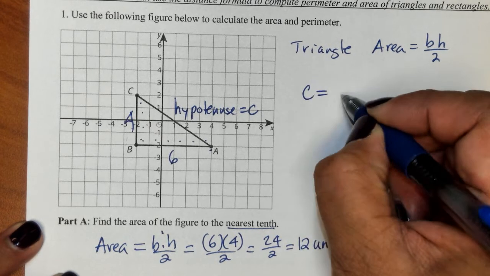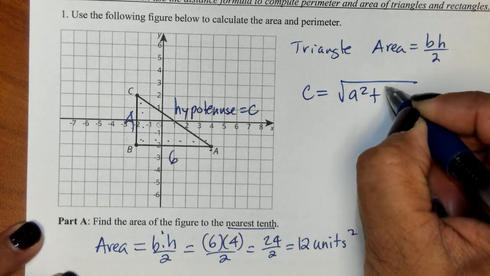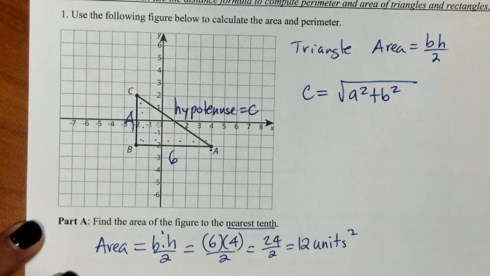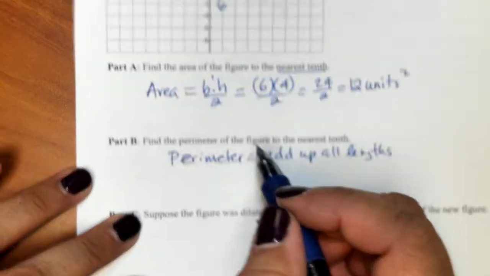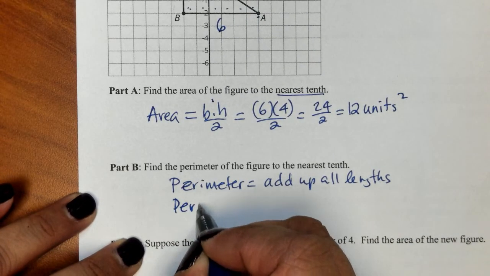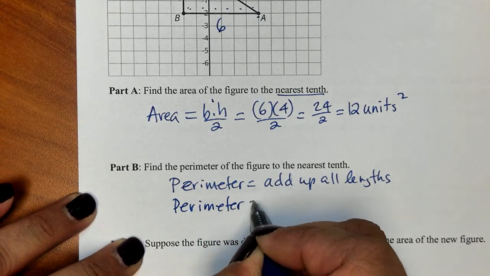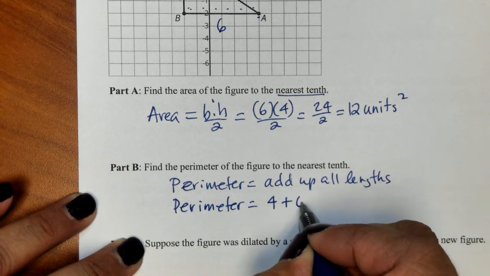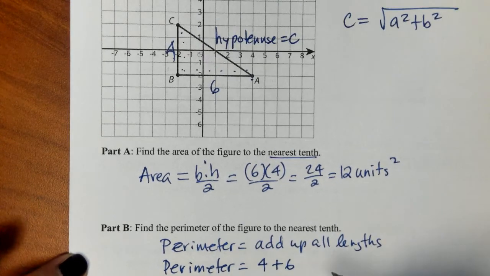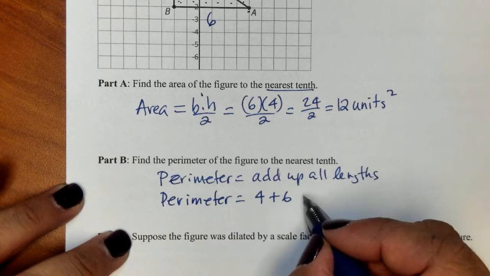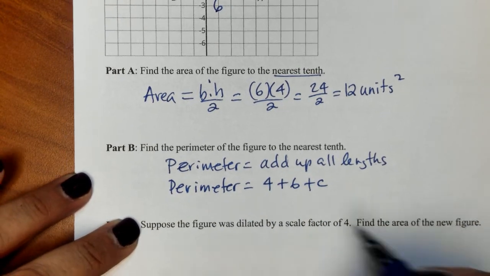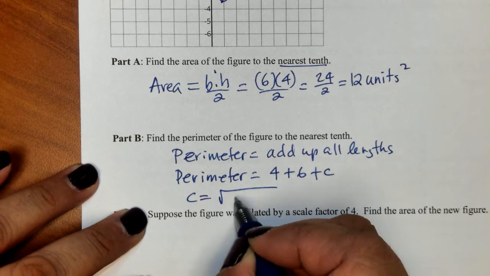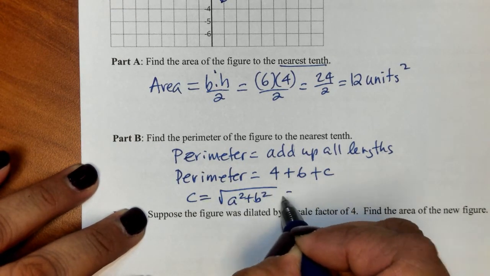Okay, C equals square root of A squared plus B squared. Okay, so here we go. I'm going to go down here. I'm going to put perimeter for this triangle today is a 4 plus a 6. Does everybody see where I got the 4 and the 6? And then I'm going to add the C, and that's a hypotenuse. How do I get C? We go C equals square root of A squared plus B squared.